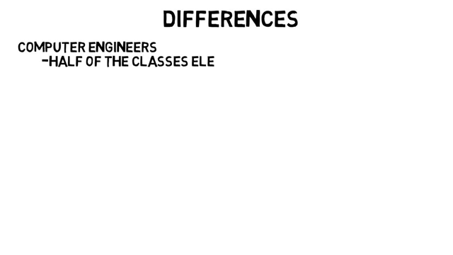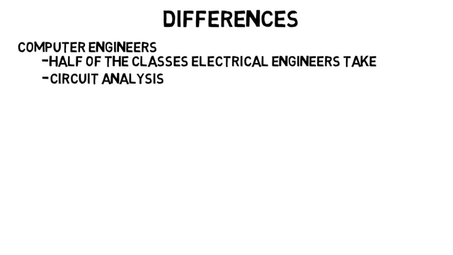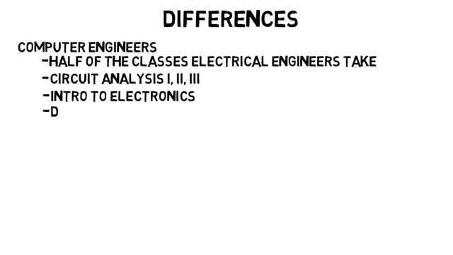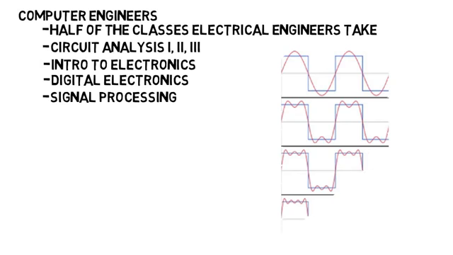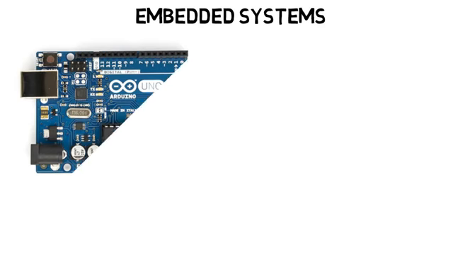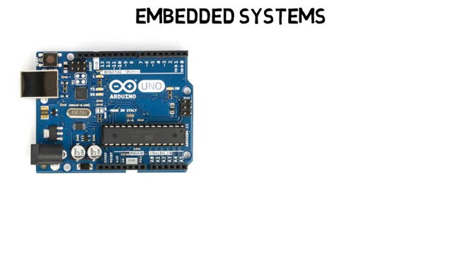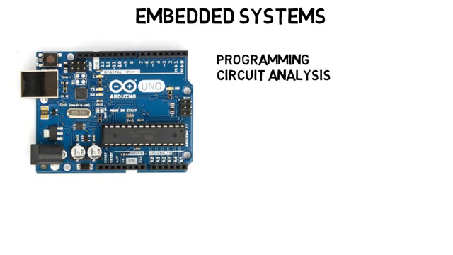Now on to their differences. Computer engineers take about half of the classes electrical engineers take, including basic circuit analysis courses, some electronics courses. They also take a signal processing course where you analyze the math behind signals such as sound waves or radio waves. For those who hate math, trigonometry, and analyzing functions, that class will not be fun for you. And lastly, they take their embedded systems class, which involves creating projects with something like an Arduino. This is where the hardware programming comes in that you hear computer engineers do that computer scientists don't. It involves programming knowledge, but you also need to know circuit analysis.